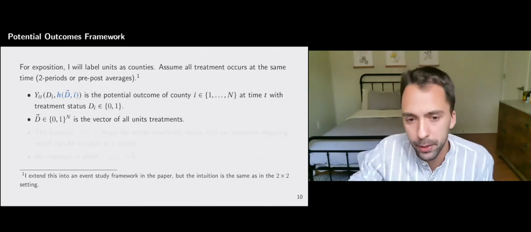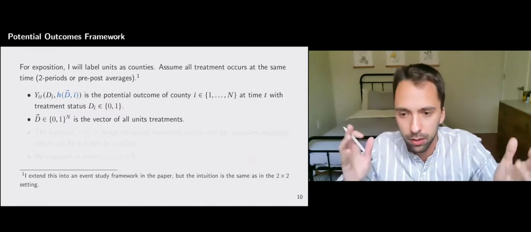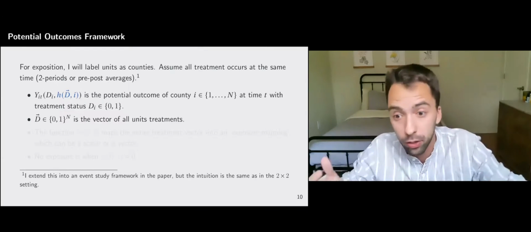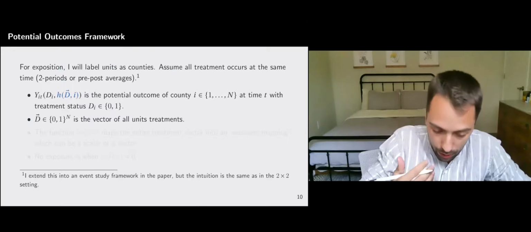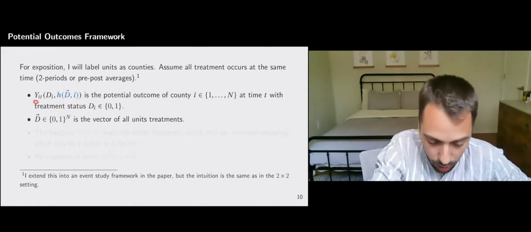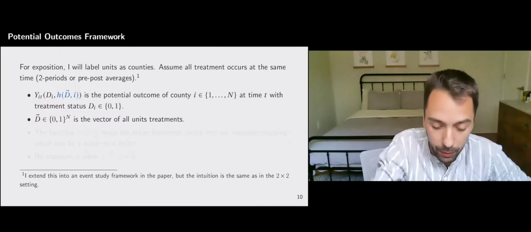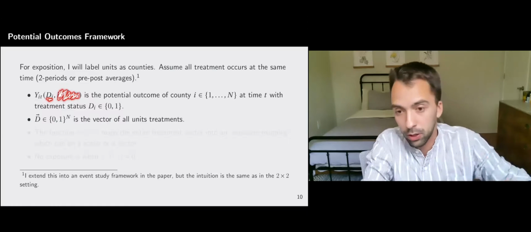Just for exposition, I'm going to refer to these units as counties, but there's no reason they have to be counties. It can be any sort of geographic administrative boundary. I'm going to use the typical potential outcome framework, which is the outcome for unit i at time t. It depends on treatment status. Folks should know potential outcomes.